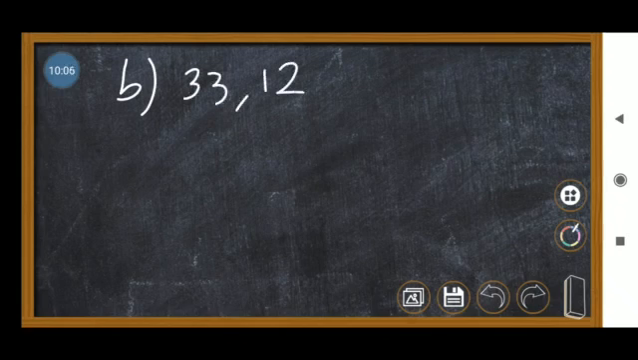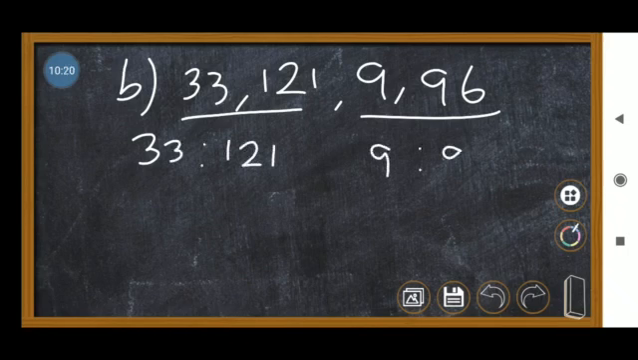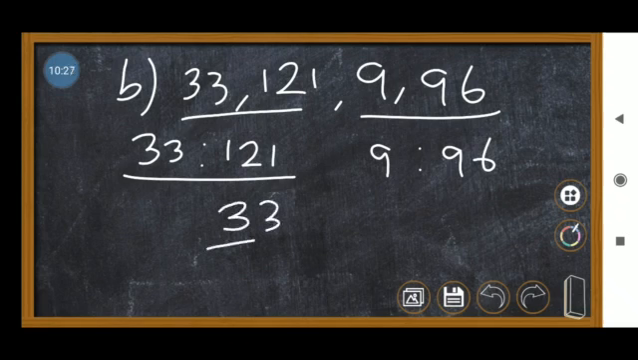So first one, and here that B problem. The numbers are 33 comma 121 and 9 comma 96. So first, split these two numbers. Okay. So 33 is to 121 and 9 is to 96. Okay, so first this one we will take. So 33 is to 121 means 33 divided by 121. Here we have to divide.